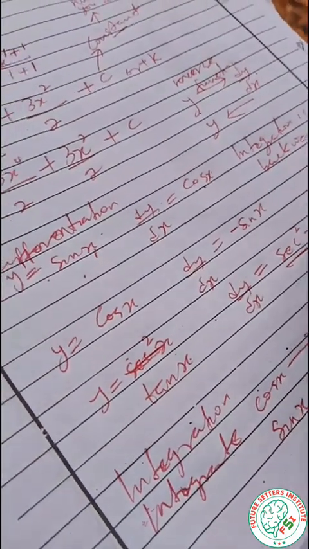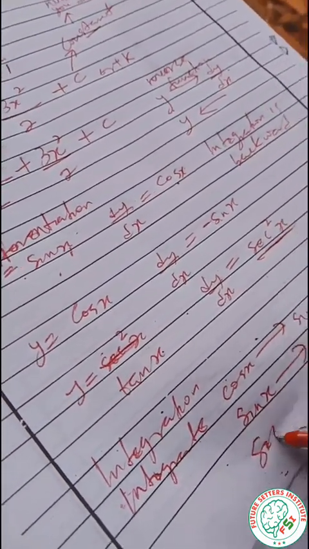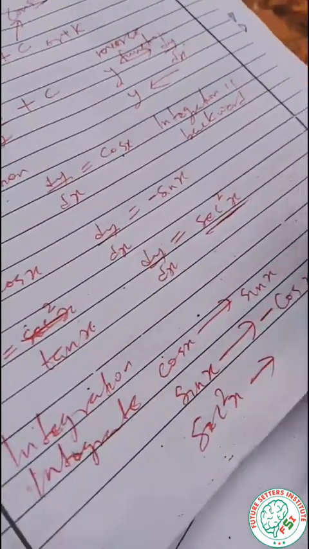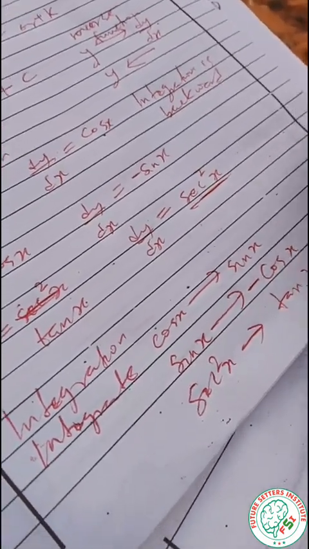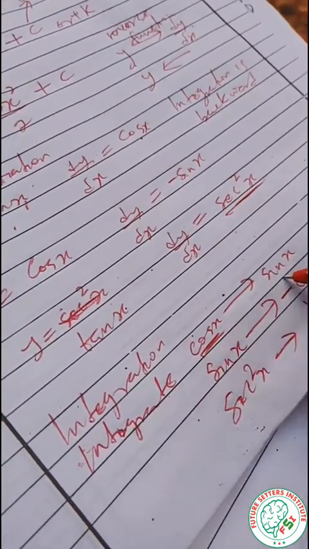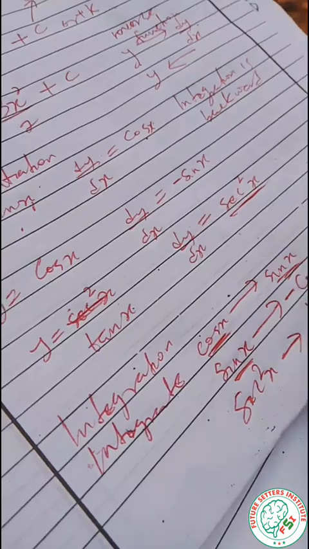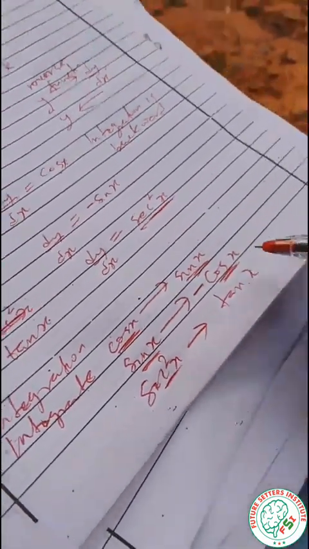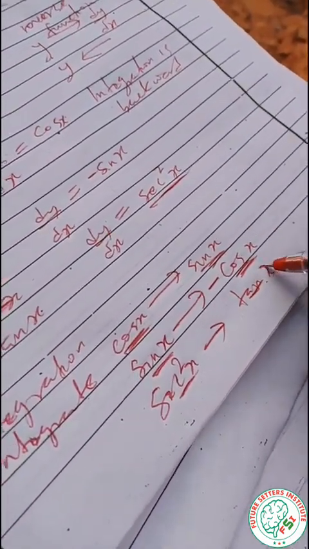Then in this case we have sec square x. If you integrate sec square x, it will give you tan x. So in this place now you have cos x. Integrate cos x, give you sin x. Integrate sin x, give you minus cos x. Integrate sec square x, it will give you tan x.